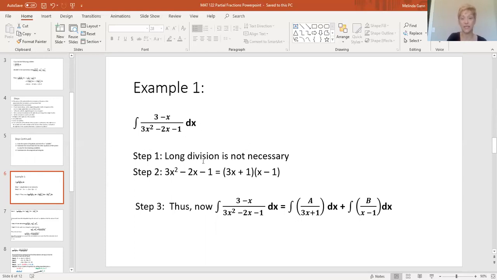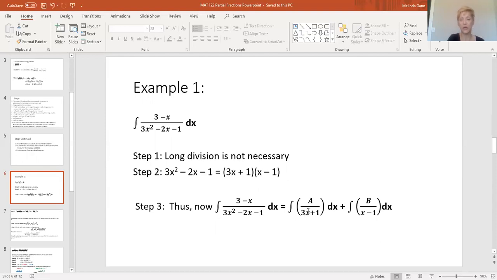So look what your second step says to do. It says to factor completely that denominator. So if you factor 3x squared minus 2x minus 1, it factors into the quantity 3x plus 1 times the quantity x minus 1. Then step 3 says, okay, if you've got linear factors, see the power on the variable here is 1, the power on the variable here is 1. This is a linear factor and this is a linear factor.